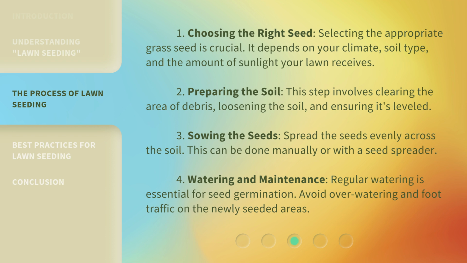3. Sowing the seeds. Spread the seeds evenly across the soil. This can be done manually or with a seed spreader. 4. Watering and maintenance. Regular watering is essential for seed germination. Avoid overwatering and foot traffic on the newly seeded areas.